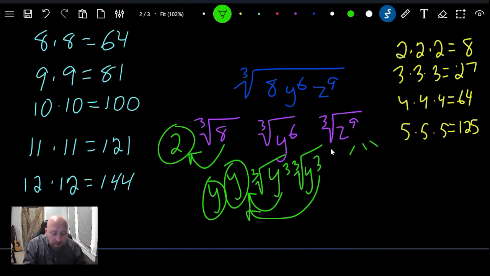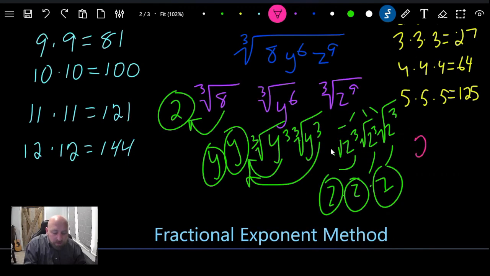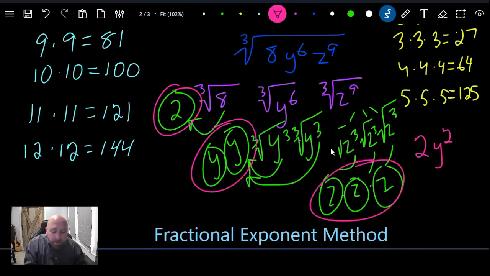Over here, we actually have a z cubed and a z cubed. And all of these are cube roots. I'm not going to take the time to write the cube in there. So what comes out? A z comes out times a z times a z. So we have 3 z's. So our answer is going to be 2, that's that first 2, y squared, because we have 2 y's, and then we have 3 z's, so z cubed. And that would be our answer on that one.